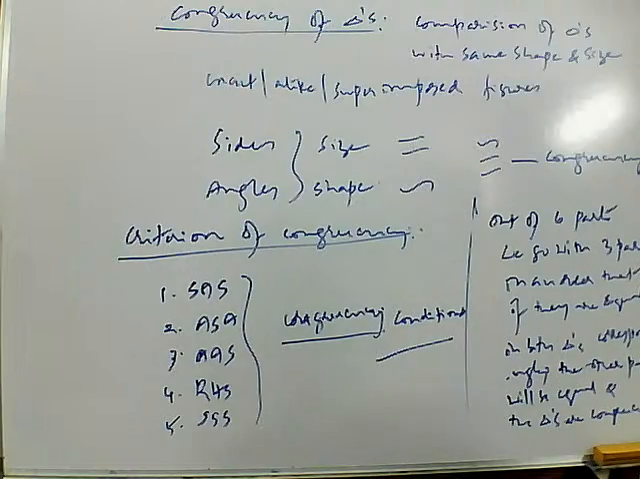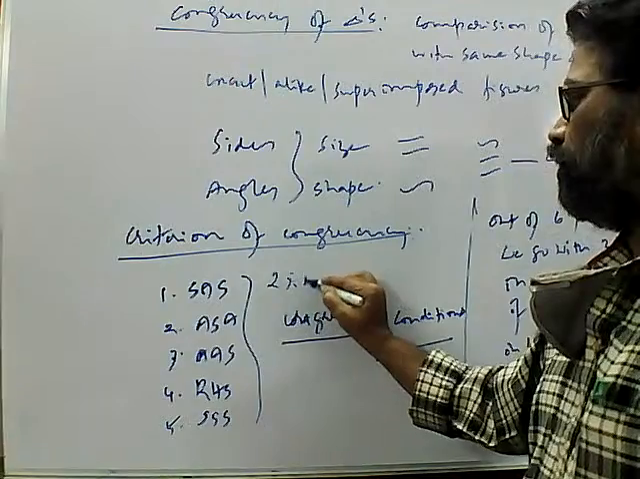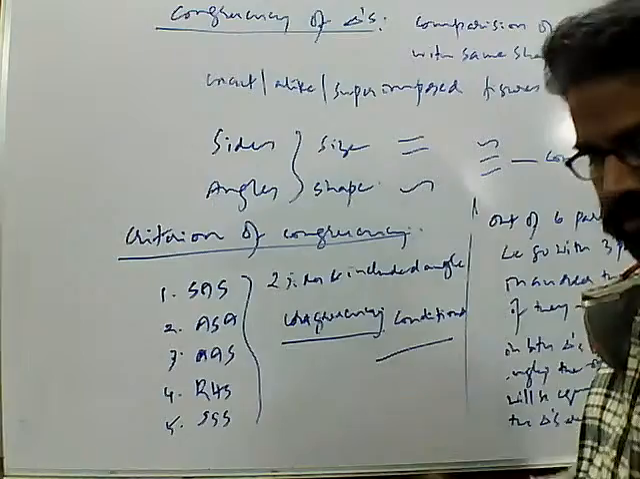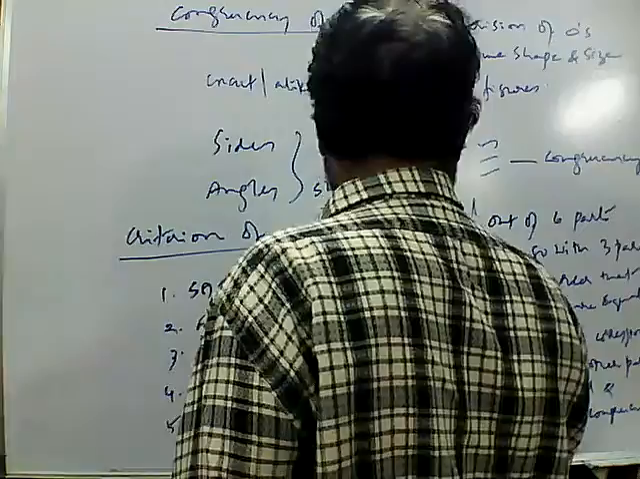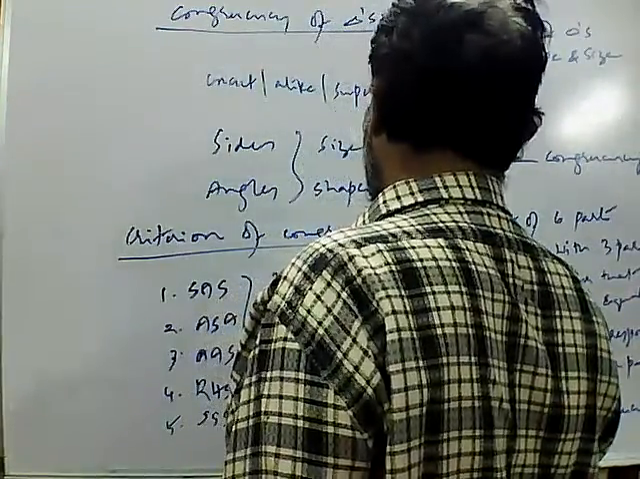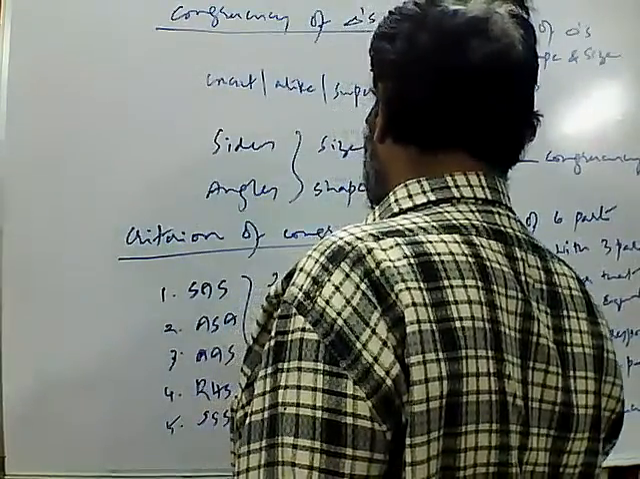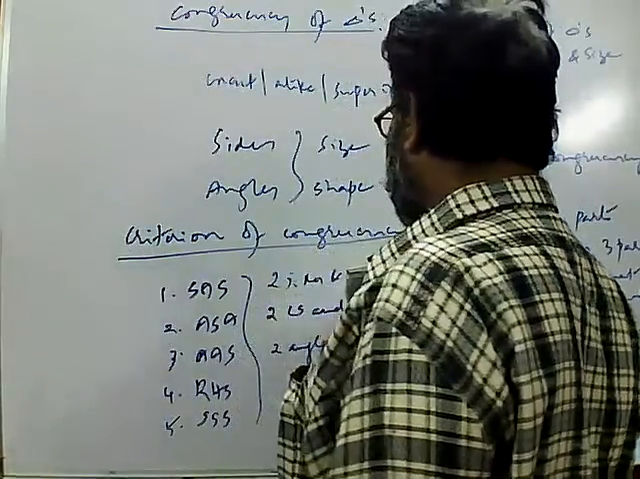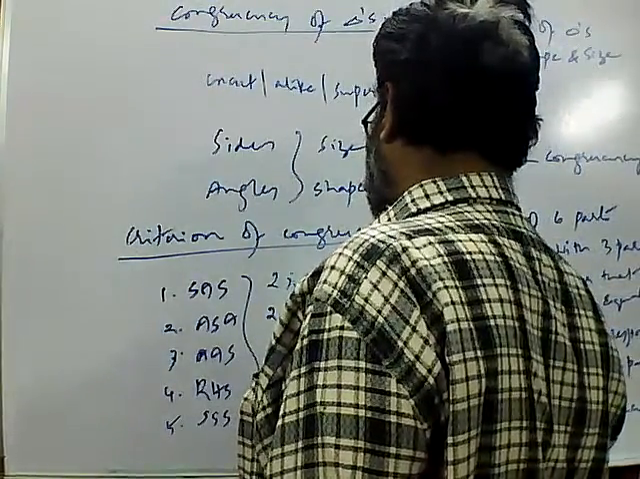Okay, sides are same size, angles are same shape, and out of 6 parts we take 3. See, 2 sides and 1 angle. Here, 2 sides and the included angle, in between, right? Not any 2 sides and an angle, but the included angle. Next, 2 angles and the included side. Next, 2 angles followed by a side, because after 2 angles, a side will come. Right angle, hypotenuse and side.